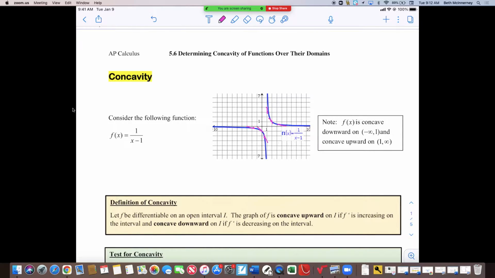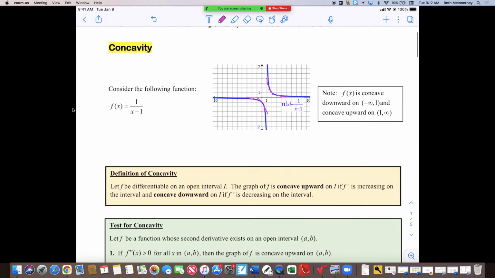So I can think of it in at least two different ways, and then we're going to get to the calculus part of it. So here's the definition of concavity. Let f be differentiable on an open interval I. The graph of f is concave upward on I. Now be careful, this is if f prime is increasing on the interval.